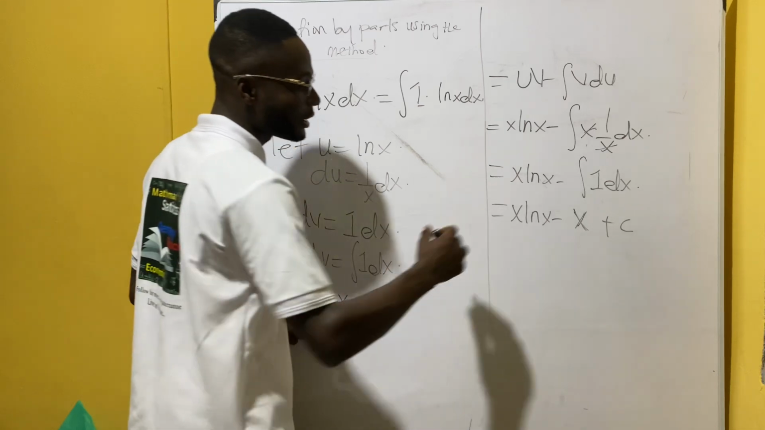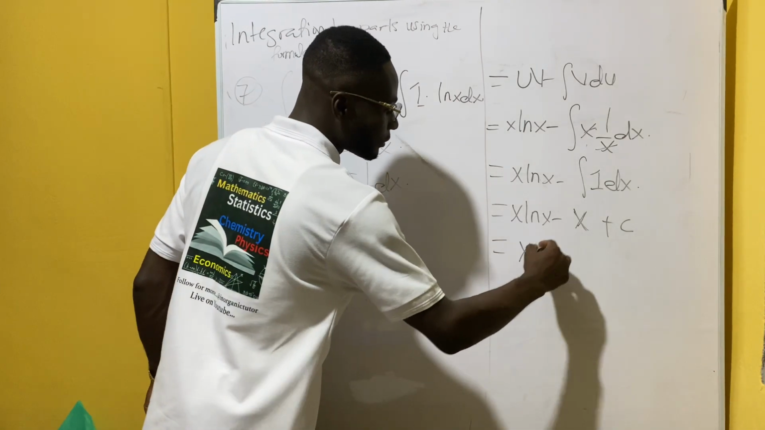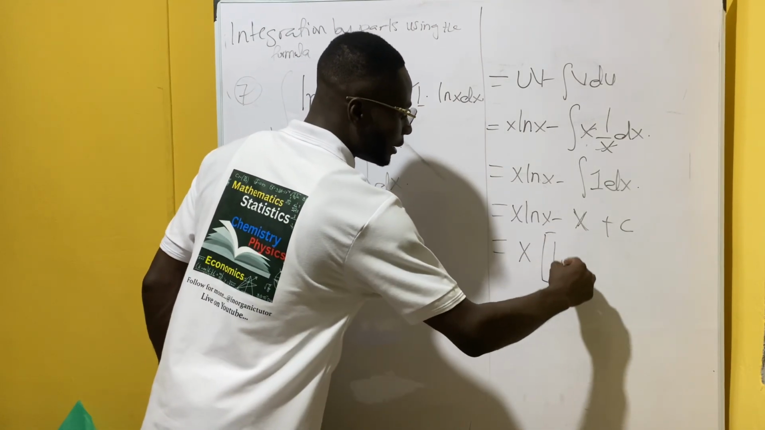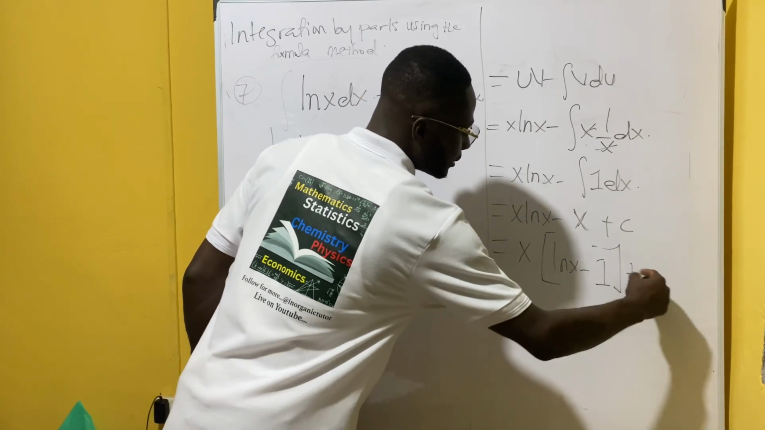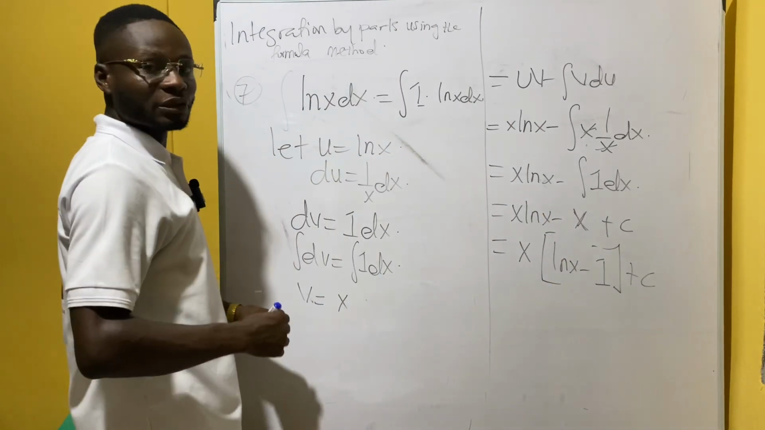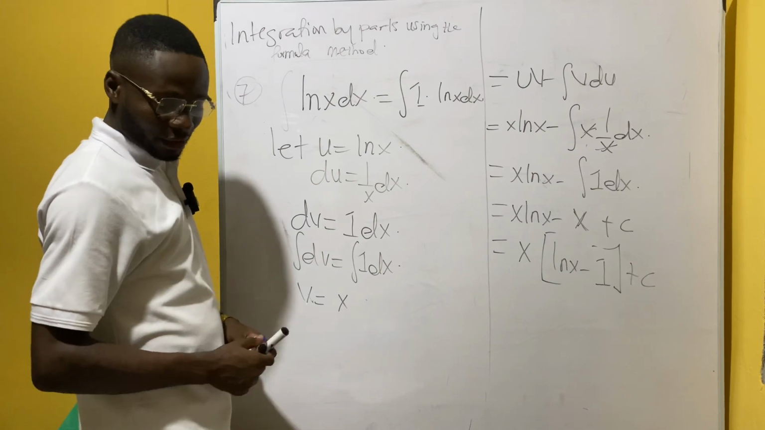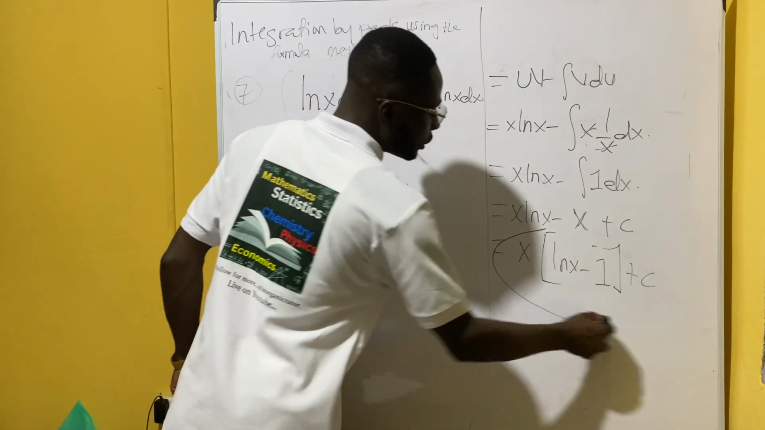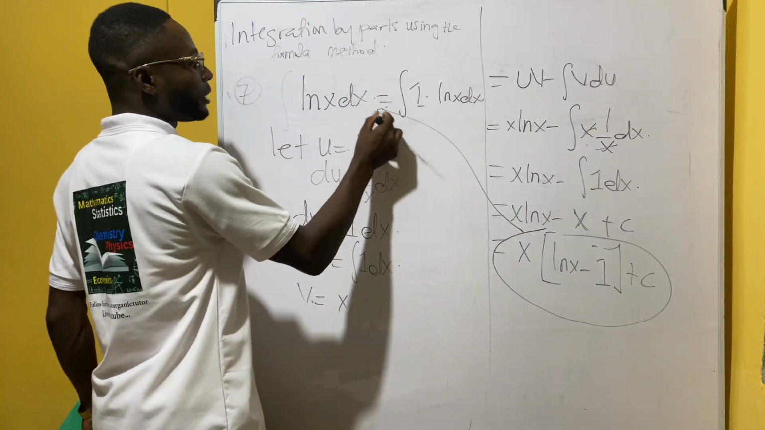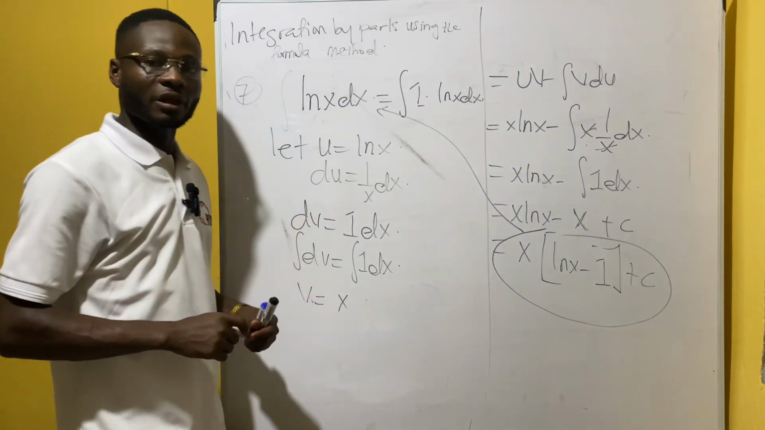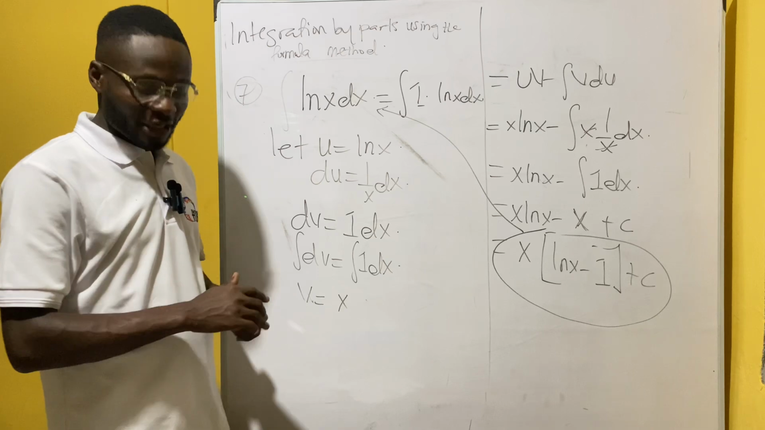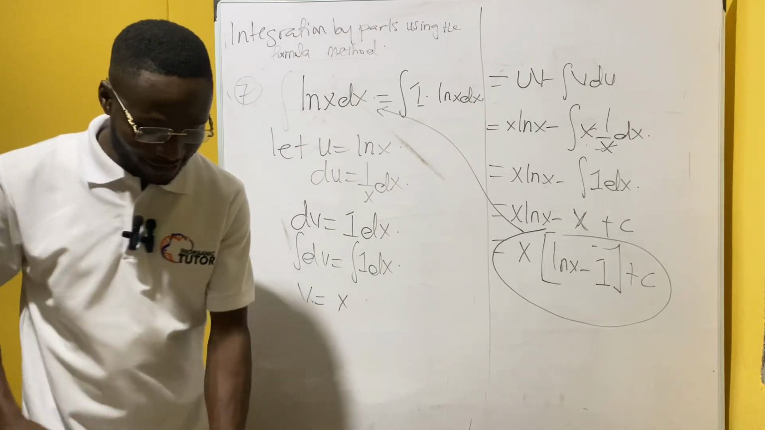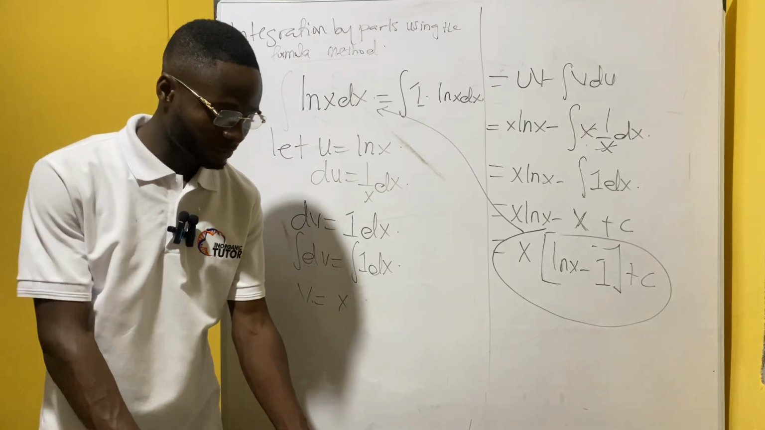So we can factor out x, then ln x minus 1 plus a constant of integration. And that is the end of the solution to this particular problem. Very easy. So that is problem number 7. We go to question number 8.